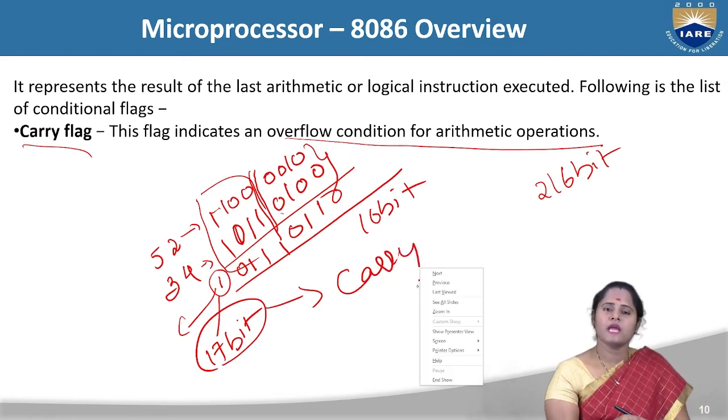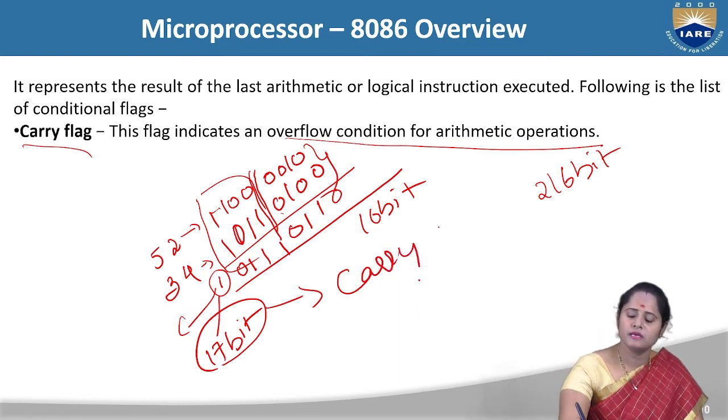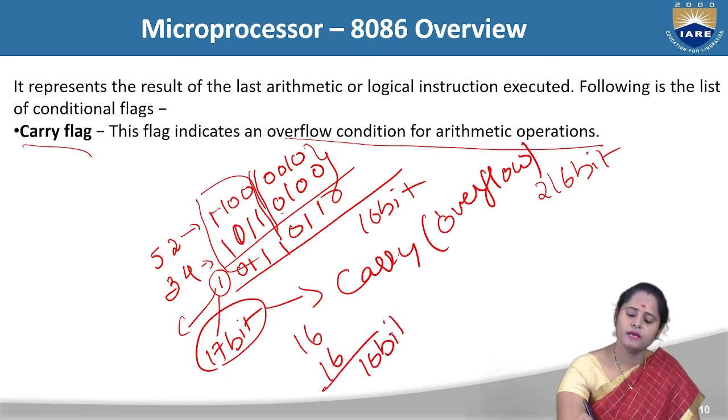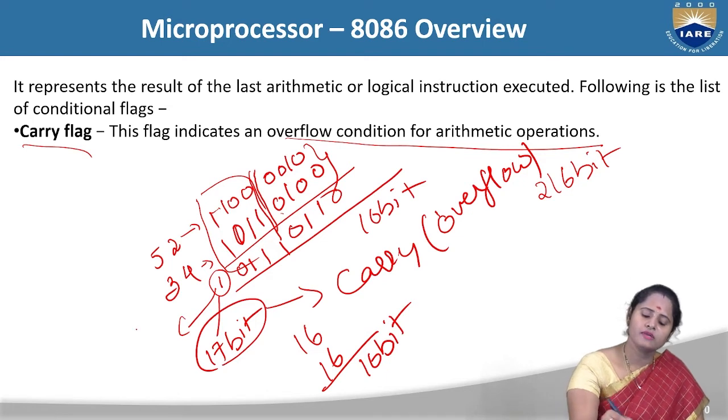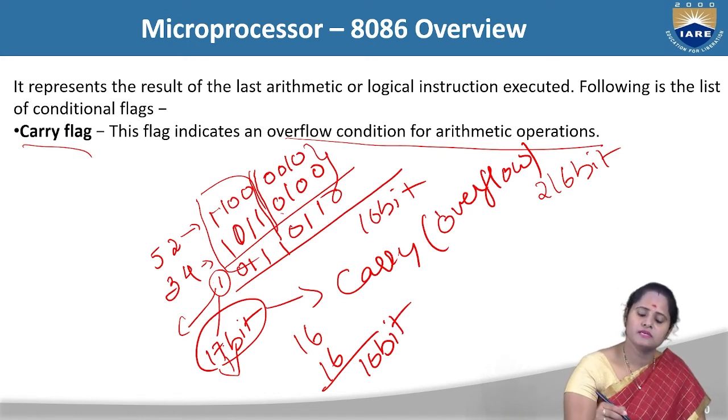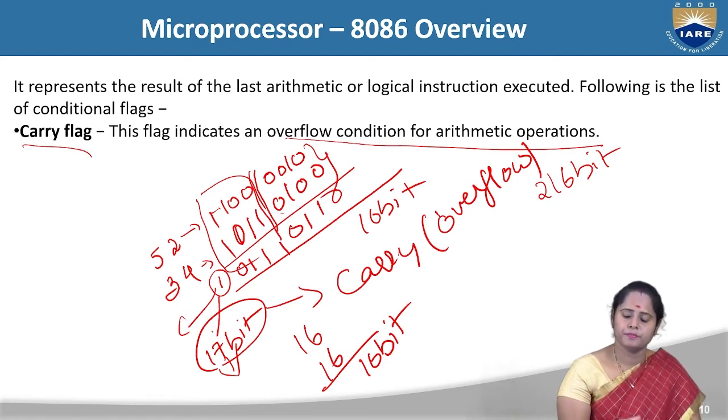So the carry flag indicates an overflow. Overflow means whenever you are adding two 16-bit numbers, the resultant should be 16 bits, but here you have an extra 17th bit, that is 1, at the end after adding. This 17th bit indicates there is an overflow, and that bit is called the carry flag.